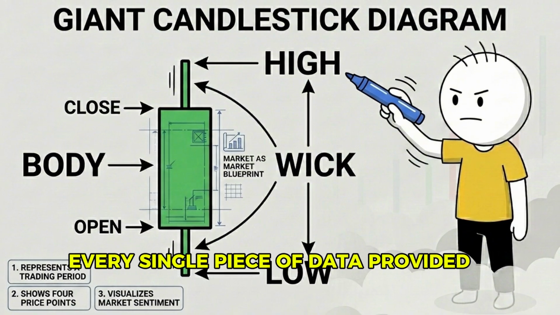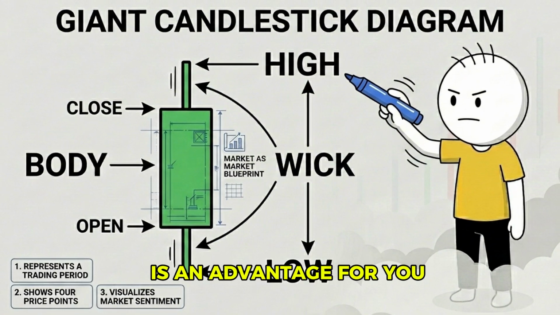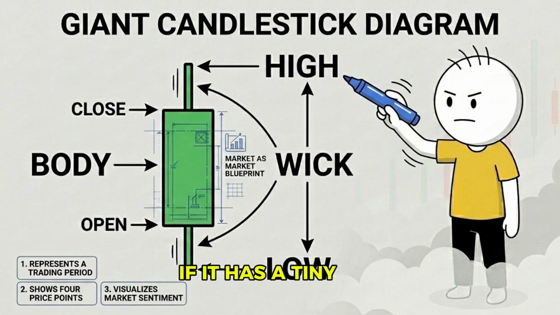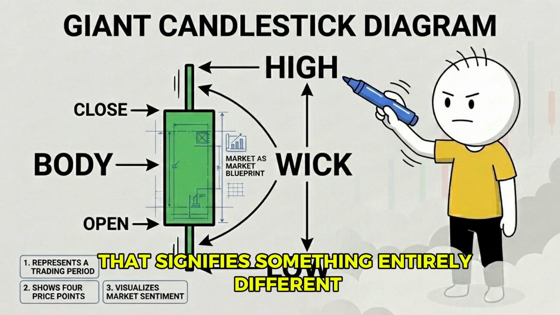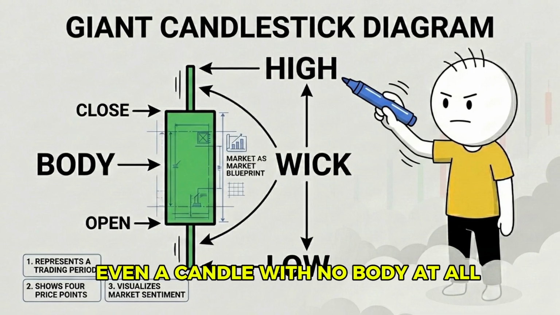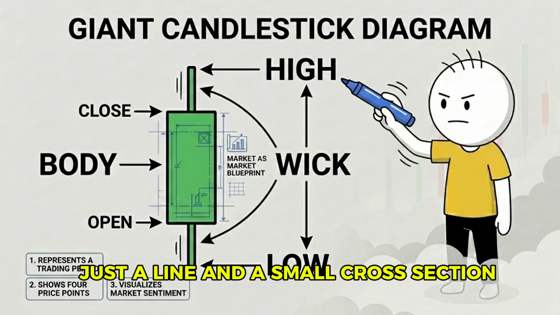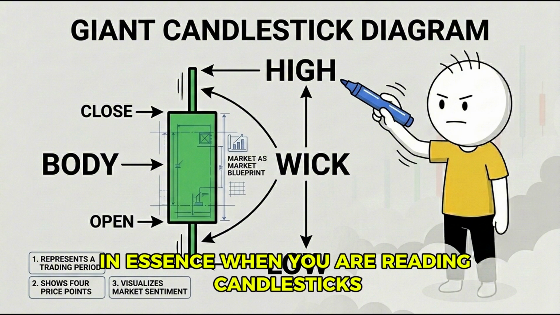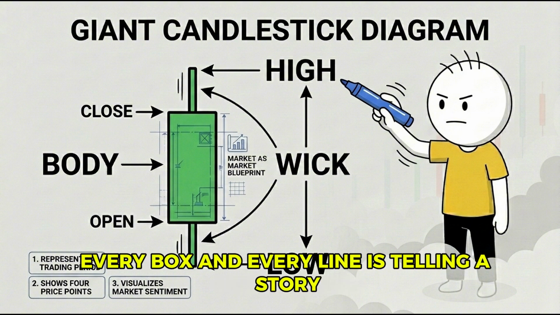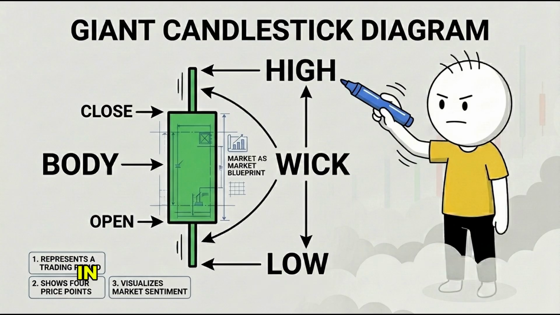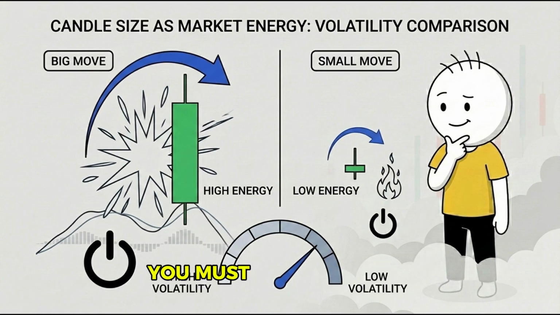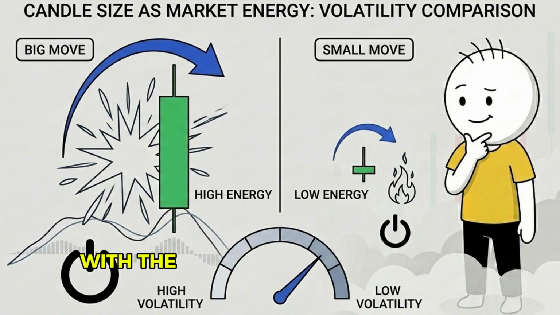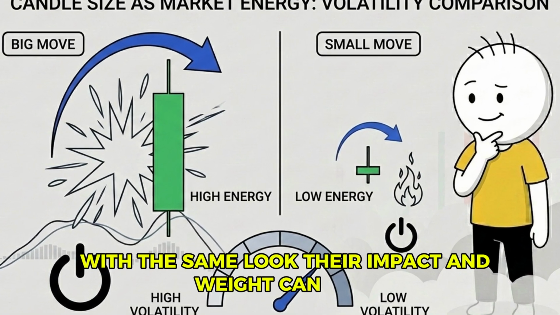Every single piece of data provided by a candle is an advantage for you. If a candlestick ends with a large body, it carries a specific meaning. If it has a tiny body, that signifies something entirely different. Even a candle with no body at all, just a line and a small cross-section, provides highly effective information. In essence, when you are reading candlesticks, every box and every line is telling a story, indicating whether the market is moving in favor of your trade or against it. You must ensure you are interpreting these signals correctly, and remember that while they appear on all time frames with the same look, their impact and weight can vary.